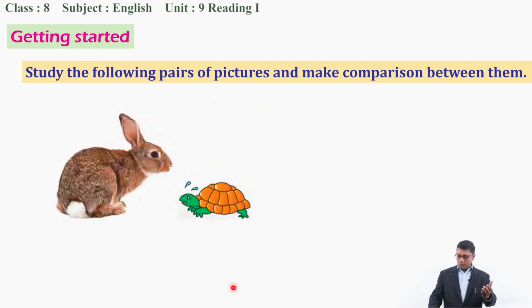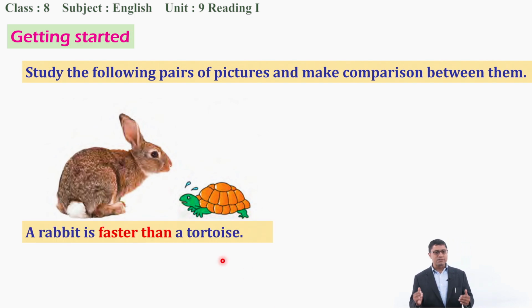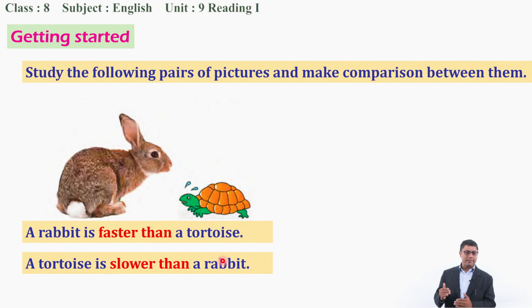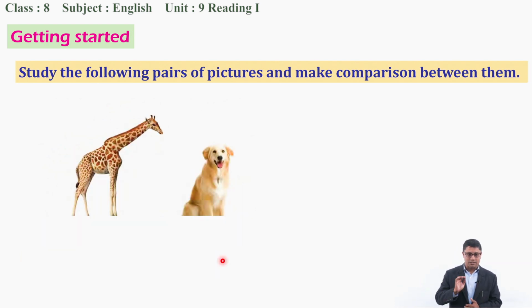Now let's move on to next. Okay. So what are there? Exactly, a rabbit or a hare and a tortoise. Can you compare them? If you look at these two pictures, okay, can you say the sentence? Yes, a rabbit is faster than a tortoise. And how do you say the same thing in the next way, as we did in the previous pictures? Very good. A tortoise is slower than a rabbit.